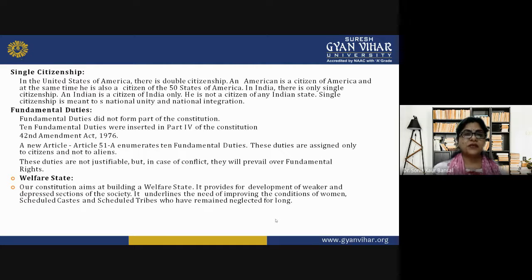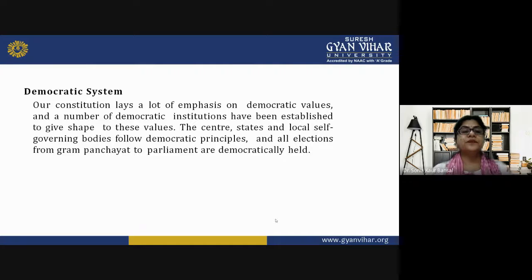So, welfare state. Our Constitution, students, aims at building a welfare state. It provides for development of weaker and depressed sections of the society. It underlines the need of improving the condition of women, scheduled castes, and scheduled tribes who have remained neglected for so long a period. So the welfare state is also equally important in our Indian Constitution.